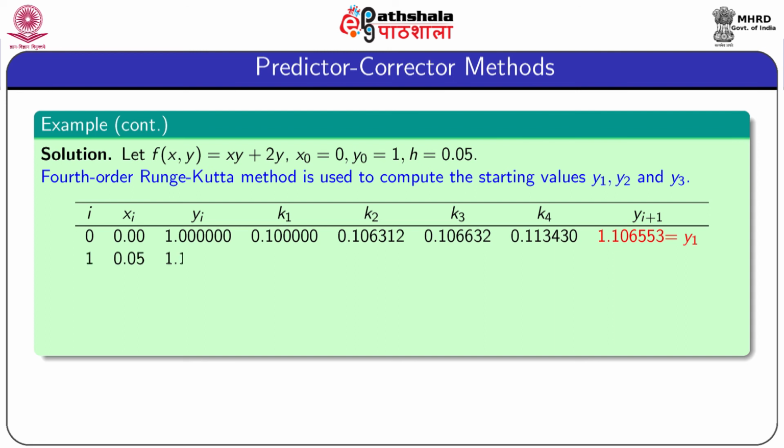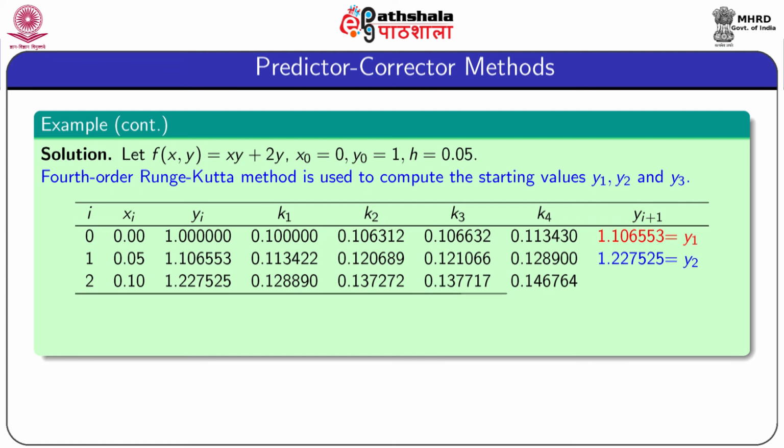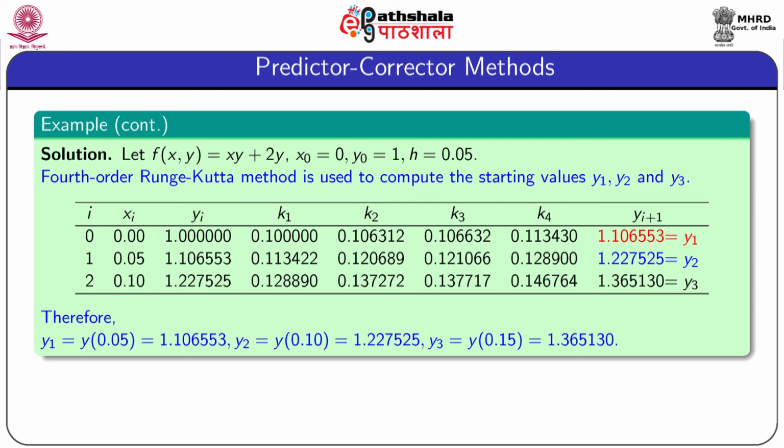1.106553. Similarly, the values of k1, k2, k3 and k4 are calculated for the next value, that means to find the value of y2, and using this the value of y2 equals 1.227525 and the value of y3 is obtained by the same formula and it is equal to 1.365130. So, these are the starting values for the Milne-Simpson predictor corrector formula. So, these are the values of y1, y2 and y3.